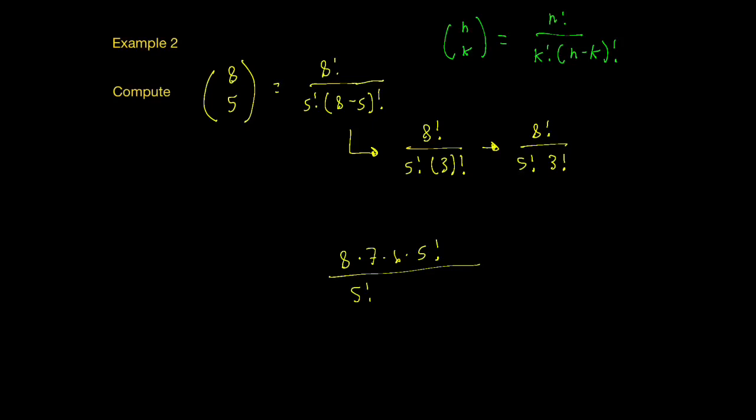We have 5 factorial and 3 factorial. So we can eliminate these 5 factorials. And now we have 8 times 7 times 6 all over 3 times 2 times 1. The denominator, that's easy, that's going to be 6. But the numerator, let me calculate this really quickly. 8 times 7 times 6, so we get 336. And then 336 divided by 6, that's going to be 56. So we have 56 combinations.